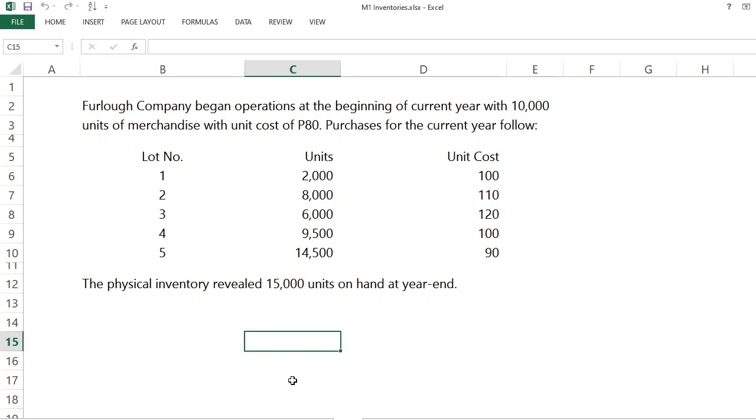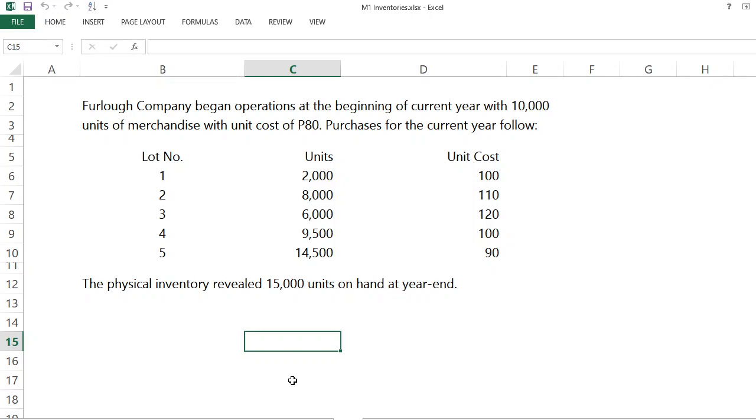So, let's begin. Here, first, we're going to compute for the inventory cost at year end and also the cost of goods sold. So, first thing, atong i-analyze. Of course, it all began with the analyzation. We have 10,000 units at the beginning of the year.